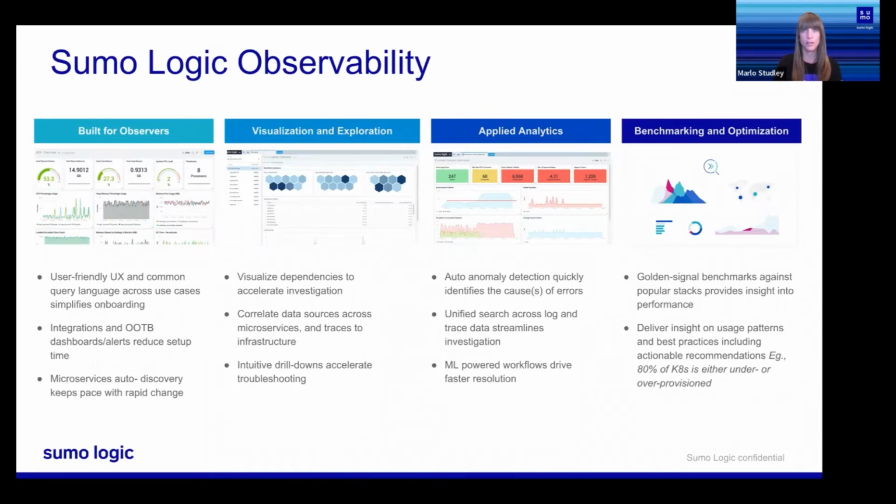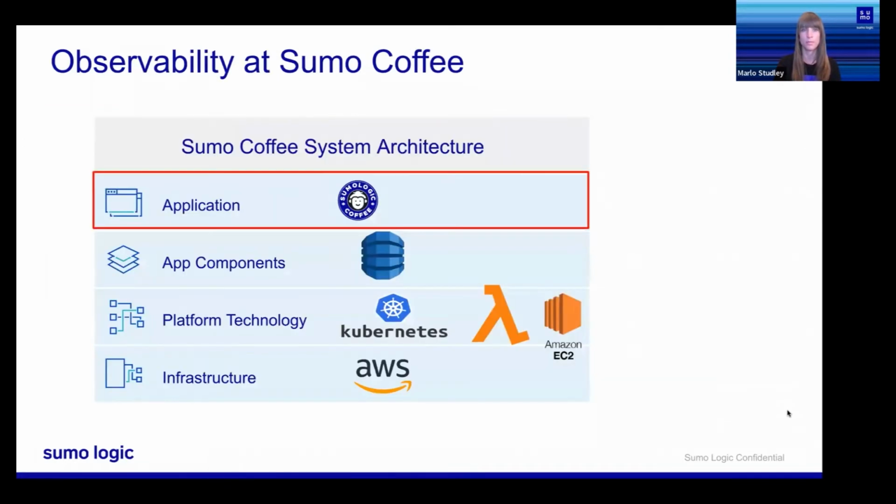Now that we've aligned on the data deluge issues that we are facing and Sumo's solution to the problem, let's see it in action. We'll set the stage here for the in-platform demo. We have an online application that supports our digital business. It's called Sumo Coffee. Sumo Coffee has a front-end application running on AWS with app components like DynamoDB and platform technology running on Kubernetes, Lambda, and EC2.